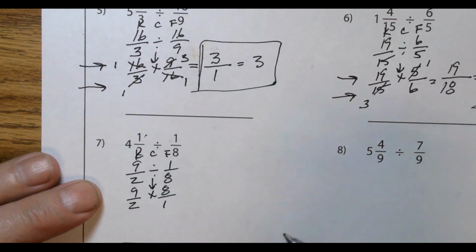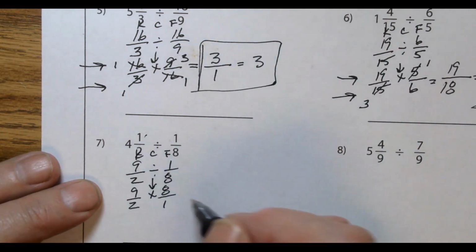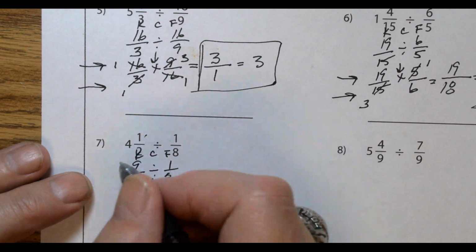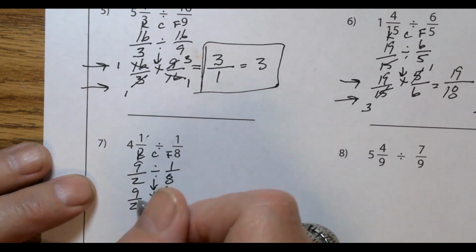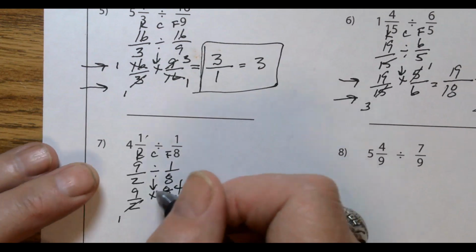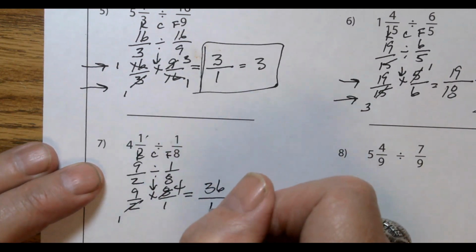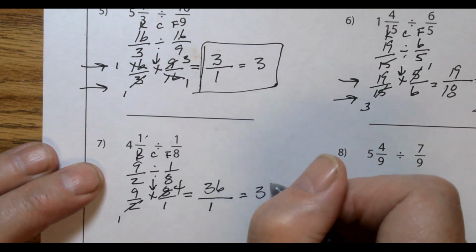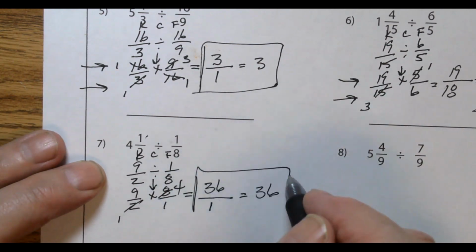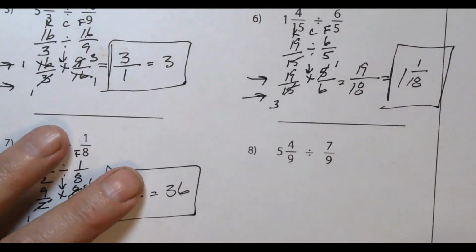Okay, now I'm going to see if I can cross cancel because this will save me a lot of math. I can't do anything with 1 and 9, but I can do something with 2 and 8. So 2 goes into 2 once, 2 goes into 8 4 times. 9 times 4 is 36. 1 times 1 is 1, which is the same thing as 36. Final answer is 36. Okay, let's look at number 8, last one.